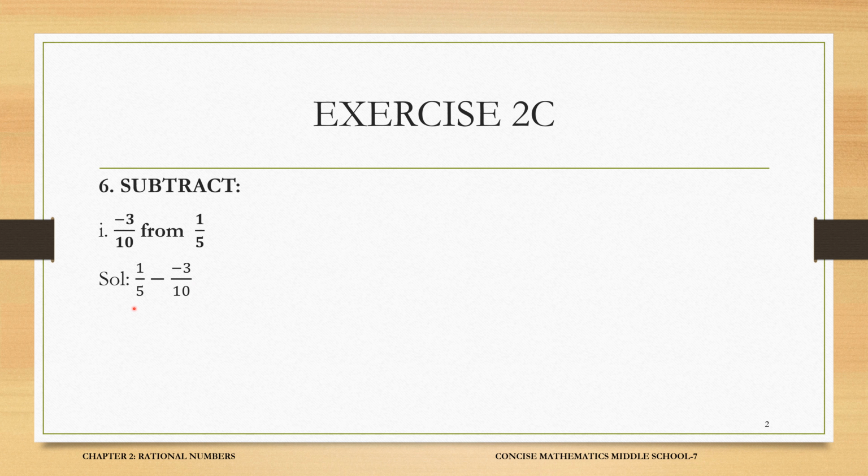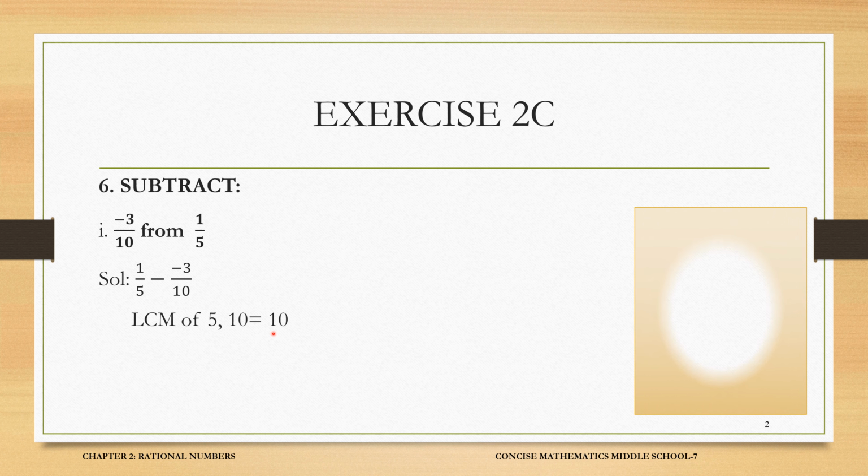Look over here. The denominators are different, right? If it is the same, you can directly calculate the numerator. But here in the denominator part, it is different. Here it's 5 and here it's 10. So you need to take the LCM of 5 and 10. LCM of 5 and 10 will be 10.